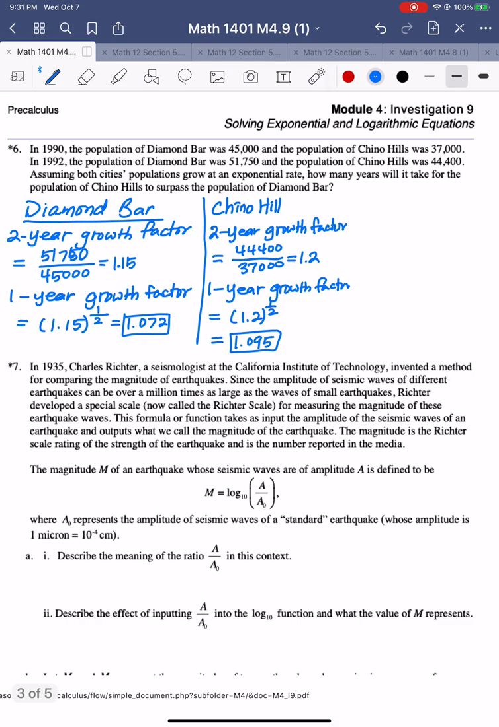How many years does it take for the population of Chino Hills to surpass the population of Diamond Bar, right? So I can make the equation. For Diamond Bar I'll call it P, with initial value starting from 45,000, and then I'm using the 1 year growth factor, 1.072 to the t power. So now you can find it for any number of years. And for Chino Hills, I'm using Q.